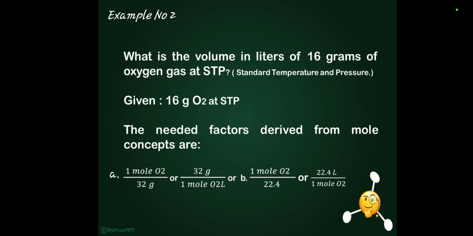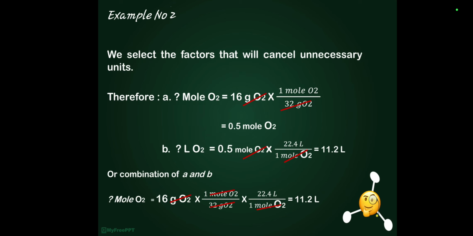So what did you observe? The only difference between the two questions is that for the first question, the given would be liters, and you have to calculate the grams. While here, the only given is the grams, and you have to calculate the liter. So I hope you get the point on how we can get the molar volume.